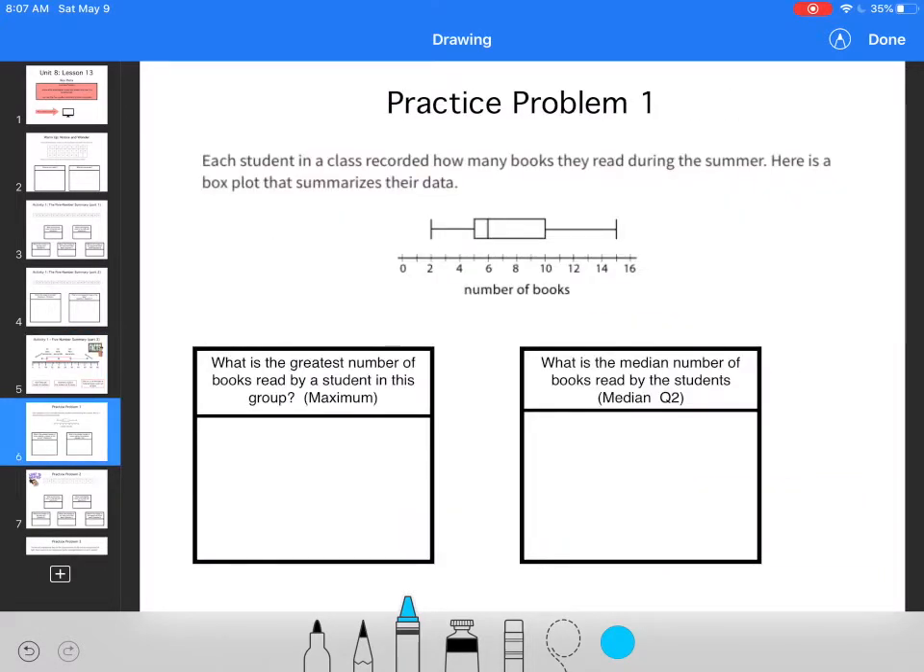So now it says practice problem 1. Each student recorded how many books were read during the summer. Here's a box plot of the data. What is the greatest number of books read by a student in the group? They're asking for the maximum, so that would be 15 books. What is the median number of books read by a student? That would be quartile 2, or the second line, so it would be 6 books.